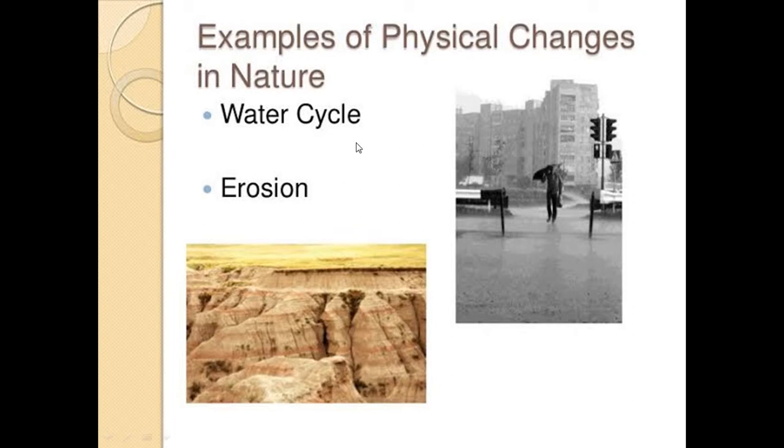If you look at each step, the water changes in its shape only, but it is still water. It is still H2O. It is still 2 hydrogen atoms and 1 oxygen atom. Number 2, like the erosion of the rocks. What is meant by erosion? Breaking down of rocks into smaller parts. If I have a piece of rock and break it down, it changes into smaller parts. This is physical change. So examples of physical changes in nature are the water cycle and erosion.